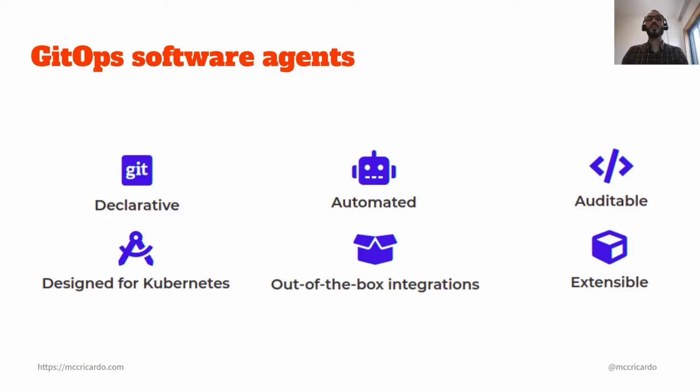But at the same time, we also need it to be a little bit extensible, in the sense that we all have some particular use cases in our infrastructures where we need to input our own logic. So now we're going to see some examples of GitOps software agents.